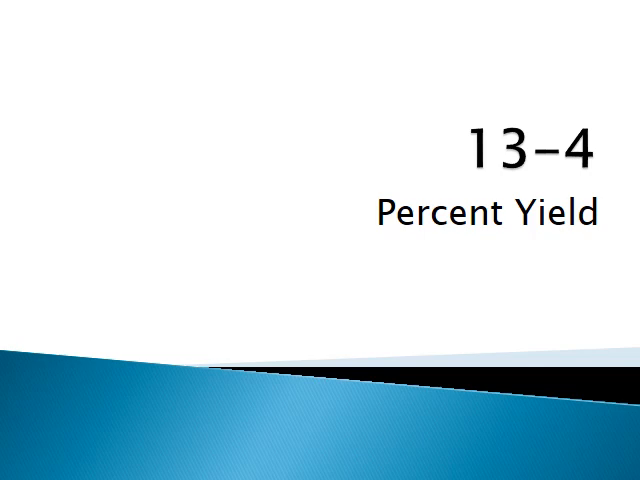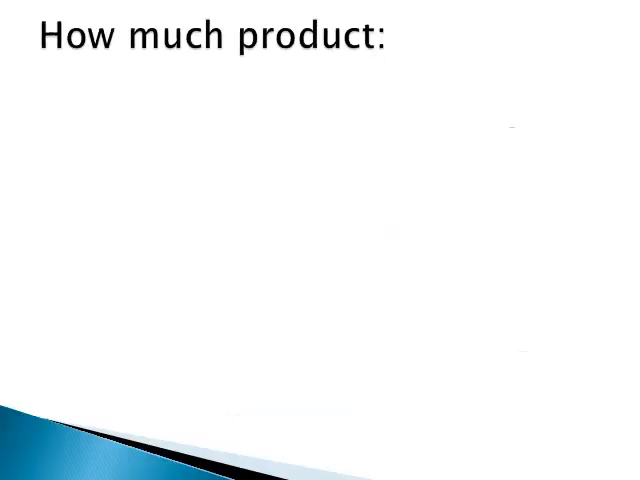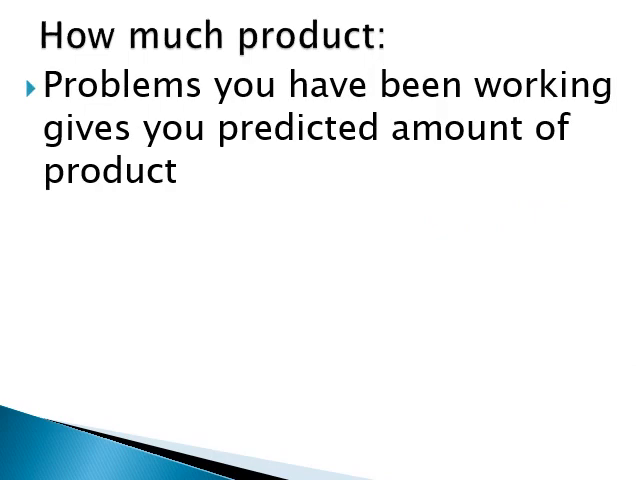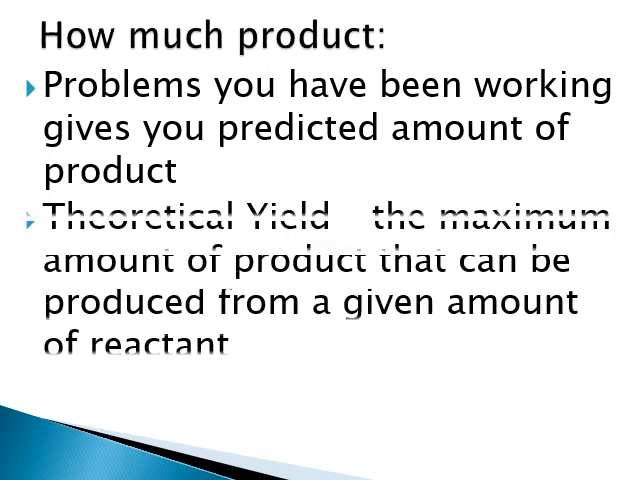Okay, today we're going to learn about percent yield. Yesterday, the problems we've been working gave you a predicted amount of product, or how much you should make. It's known as theoretical yield. It's the maximum amount of product that could be produced from a given amount of reactant. It's an ideal number. It's how much you should make.